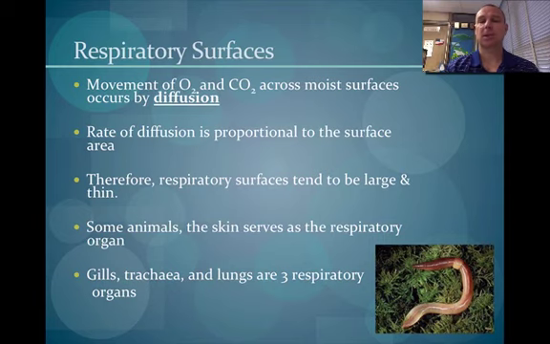Now, some animals actually respire through their skin, but realize they have to keep their skin moist, such as the earthworms down here in the corner. Now, there's a lot of different ways in which animals can respire. They can use gills or trachea or lungs, but no matter what they use, there's still some general premises. They exchange carbon dioxide and oxygen. They are proportional to the surface area, and they must stay moist, and they occur by diffusion.